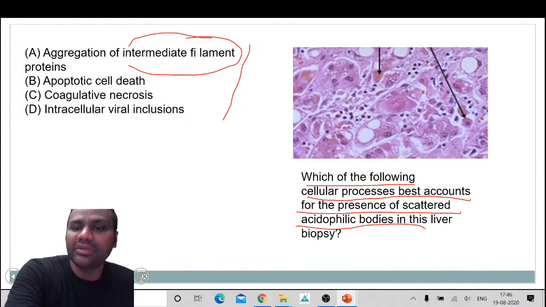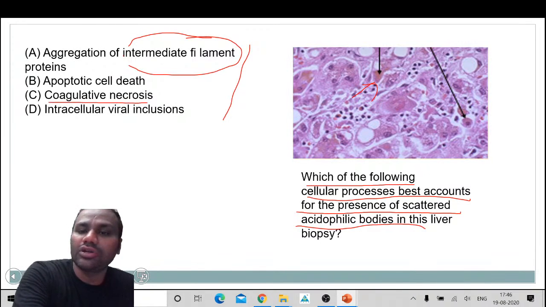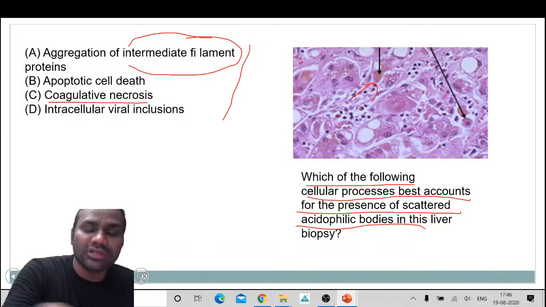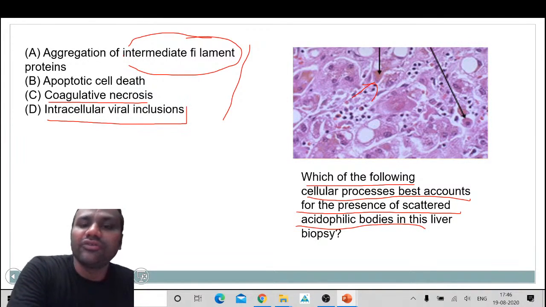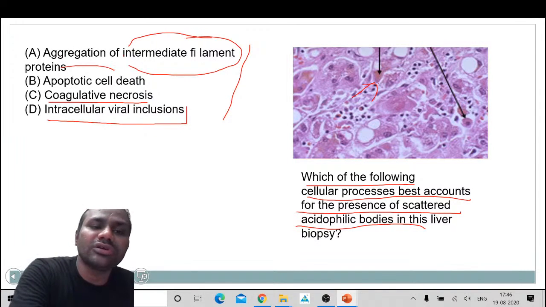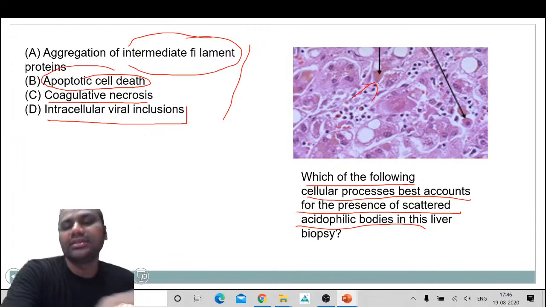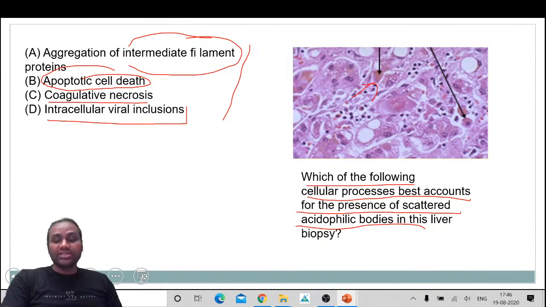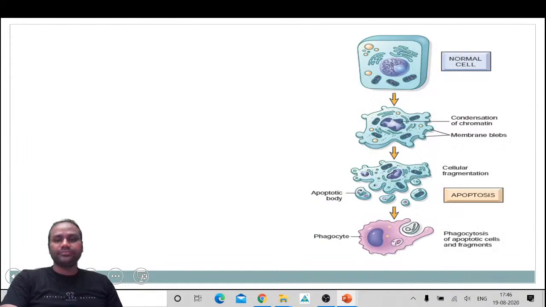Okay, no, intermediate filaments will not show this type of appearance. Coagulative necrosis will not show; coagulative necrosis is completely out, as the structure of the cell will go. With an intranuclear viral inclusion, eosinophilia will increase, but apoptotic bodies will not be shown. So apoptotic cell death is the best account of the presence of acidophilic bodies in this liver.